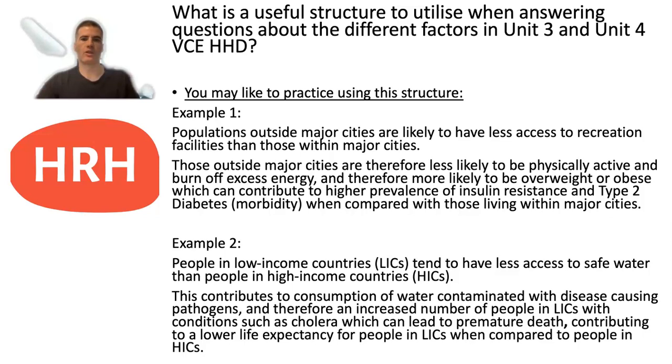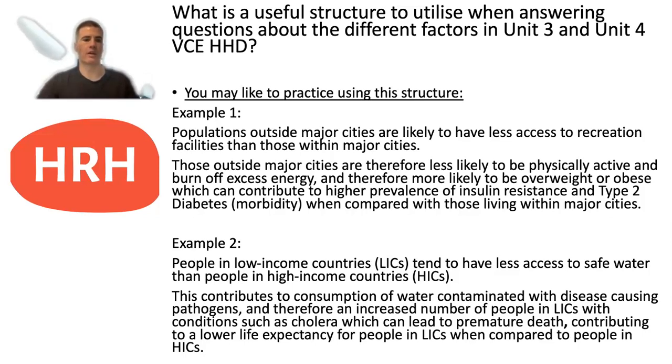The second sentence then should link into whatever the health status example is that you're trying to make a link to. So I've then said those outside major cities are therefore less likely to be physically active and burn off excess energy, and that may contribute to them being overweight or obese, and a higher prevalence of insulin resistance and type 2 diabetes when compared to those living within major cities. So typically in that second sentence, you're linking from your factor to a condition and then on to something to do with health status.